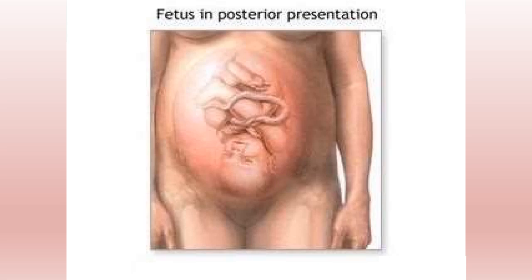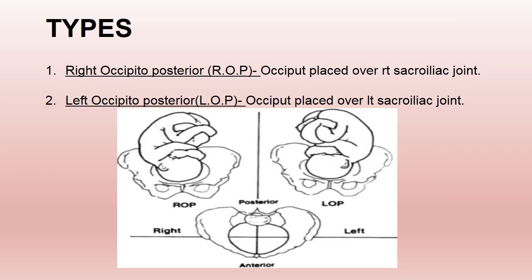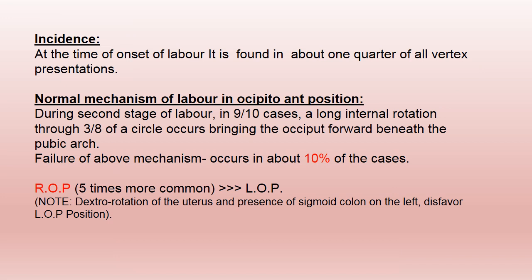In this slide, you will see the fetus in posterior presentation. Types: right occipito-posterior, when the occiput is placed over the right sacroiliac joint, and left occipito-posterior, when the occiput is placed over the left sacroiliac joint. Incidence: at the time of onset of labor, it is found in about 1/4 of all vertex presentations.